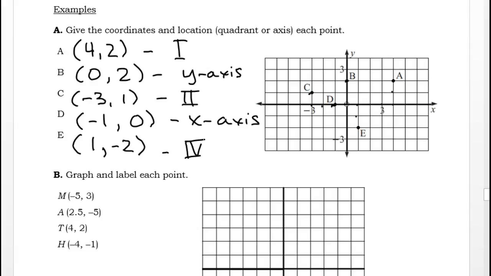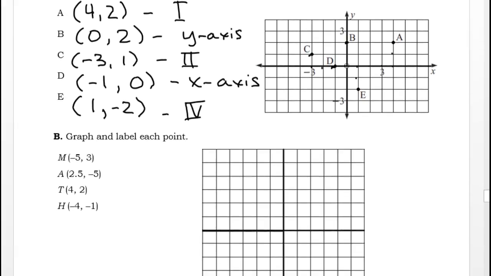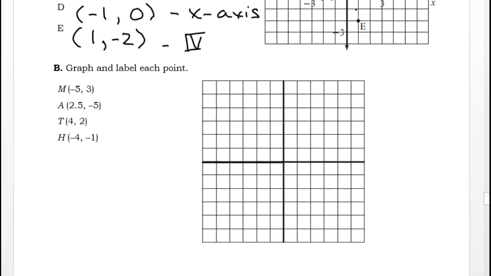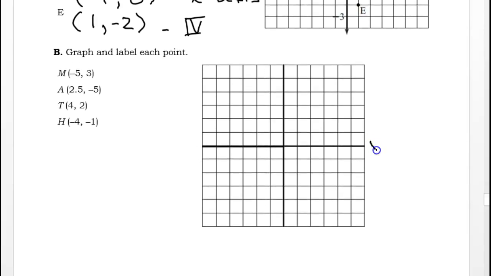Now let's try going backwards. Let's take some coordinates and plot them. We're going to plot on the x the first number and on the y the second number. We know that we have our positives and our negatives, and our positives and our negatives.